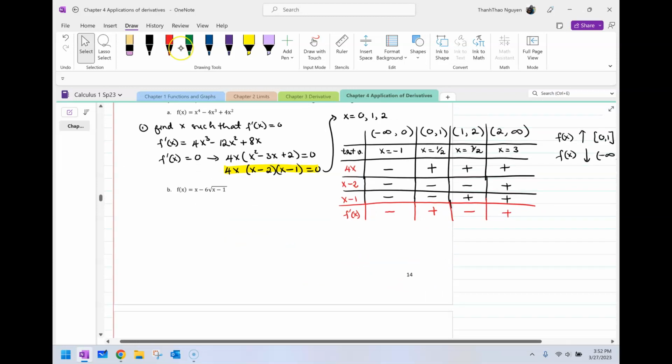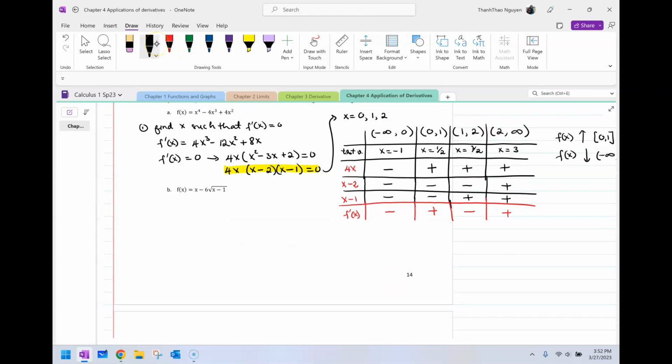Take a look at the next one. Okay, so the interval in which this function is defined, we have to consider the domain of this. The domain is from 1 to infinity. Okay, so first we find a critical value.